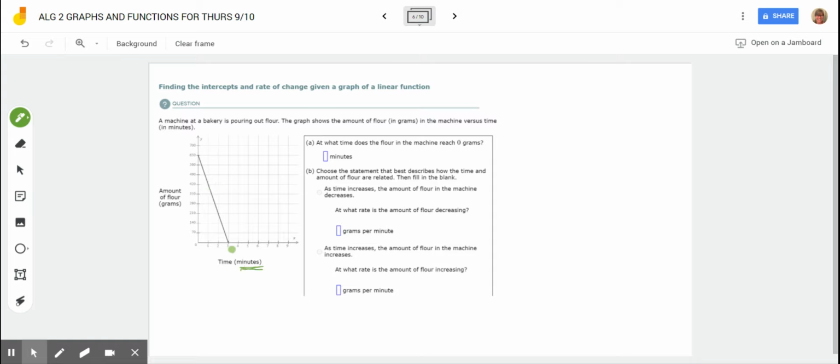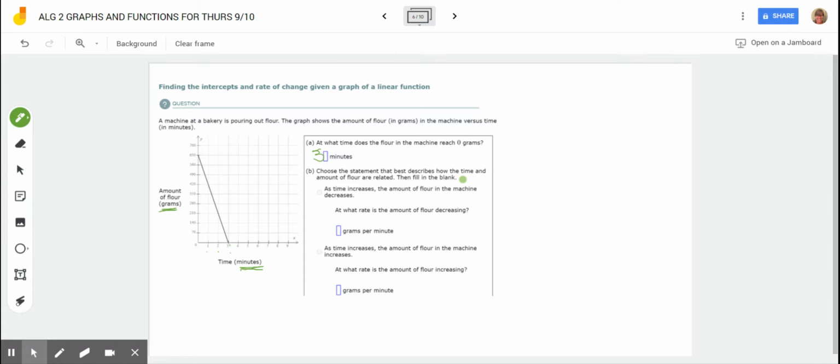Take a look always at the units. Okay, this is grams of flour, minutes. That's 1 minute, 2 minutes, 3 minutes. Okay, in other words, it takes 3 minutes to pour out 630 grams. Do you see that? Because we have poured it all out, and once it hits here, there are 0 grams left. So it says, at what time does the machine reach 0 grams? Okay, so again, grams is your Y. What time? 3 minutes. This is just about reading it.